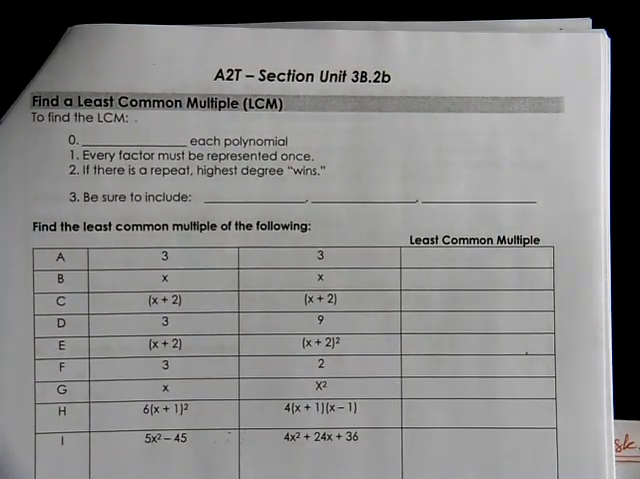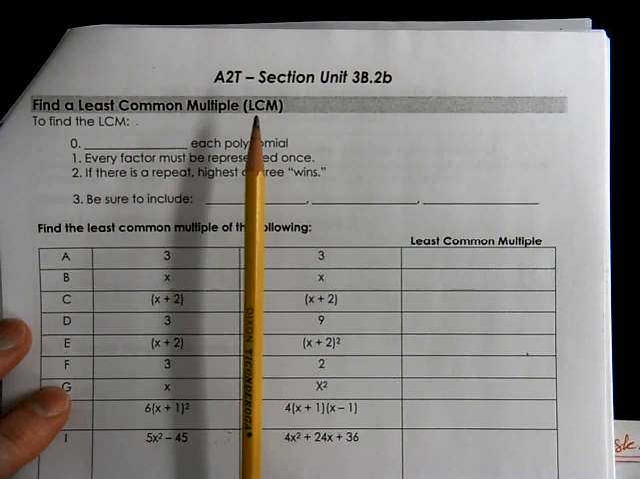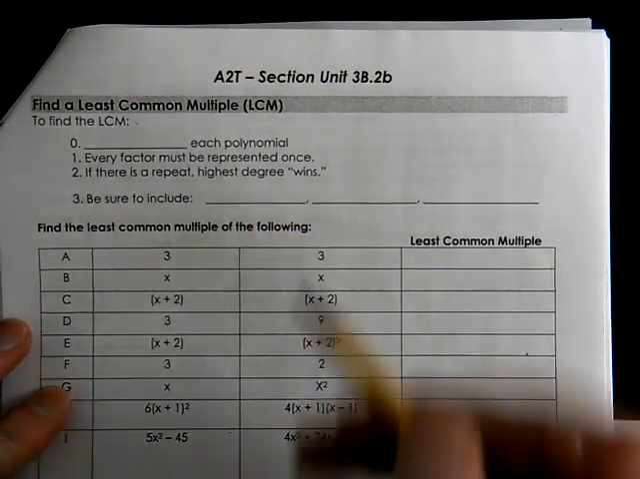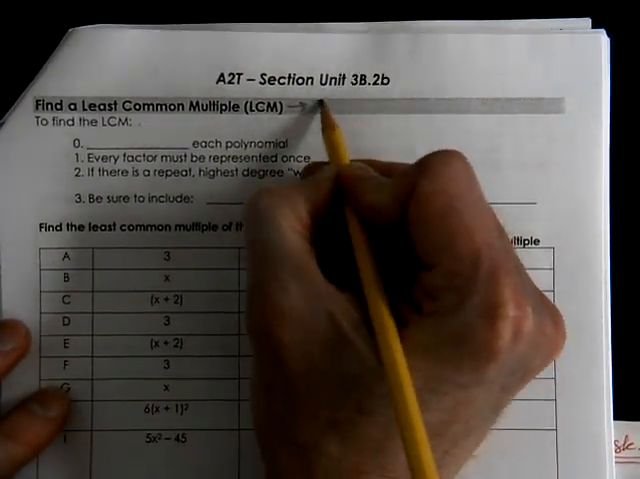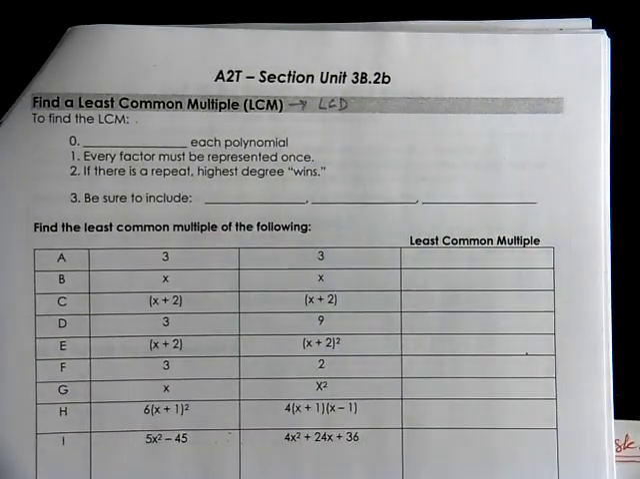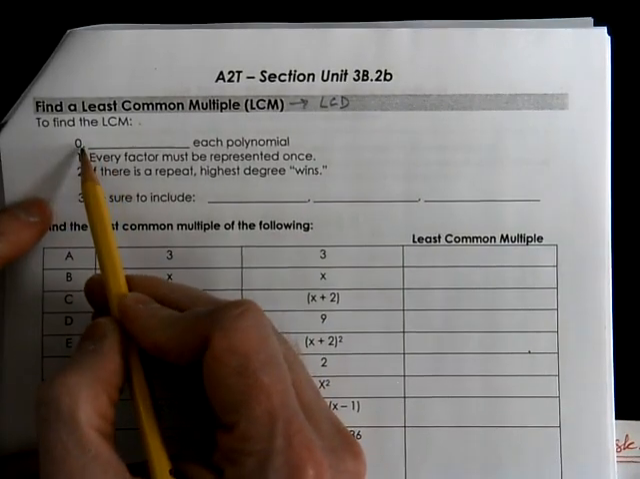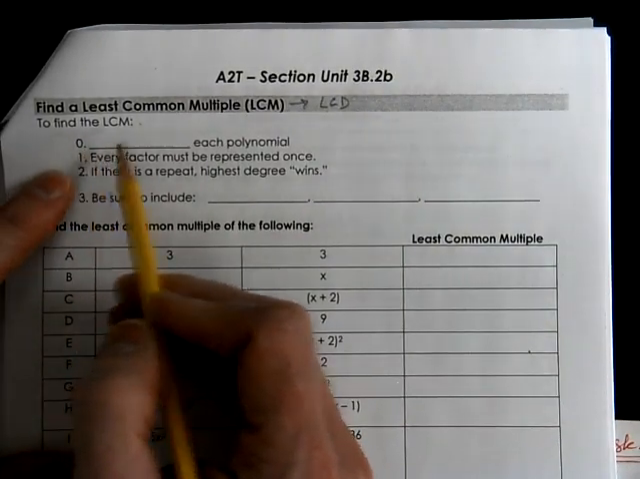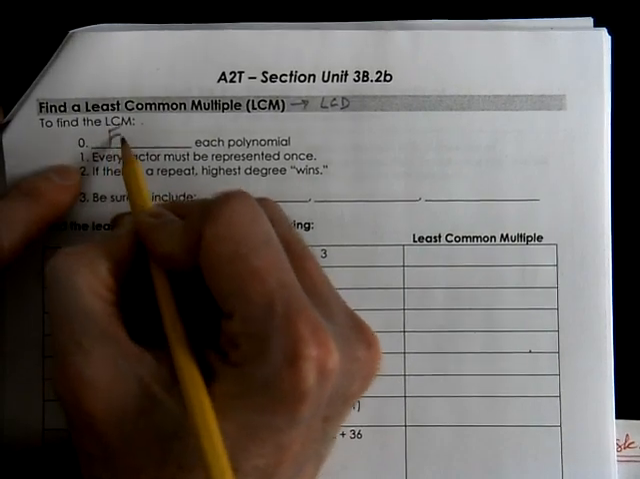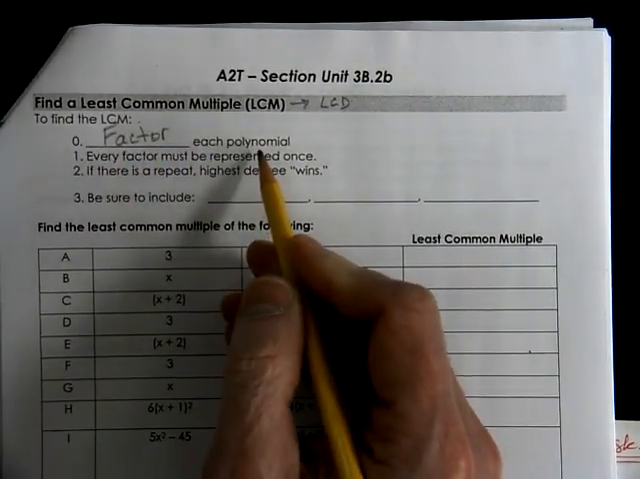This is Algebra 2 with Trig, working on 3B.2b, the second day that we're working with least common multiples, which is the same thing as an LCD, by the way. LCD is a type of least common multiple. So, the zero step, before you do anything, you should factor each of the polynomials.